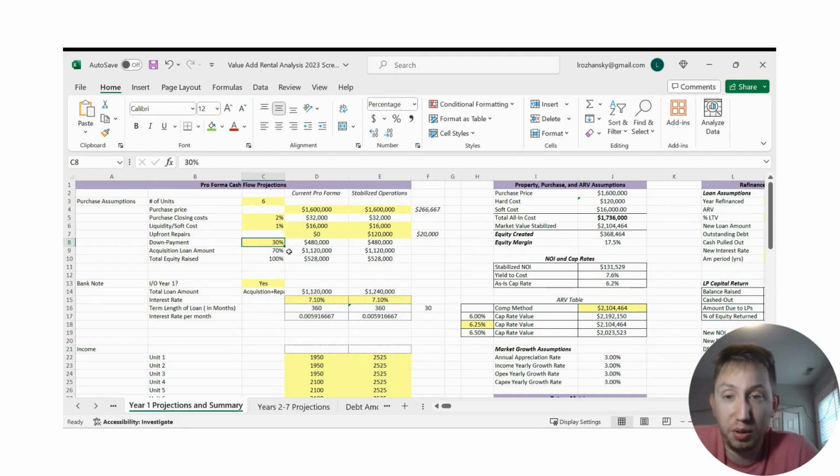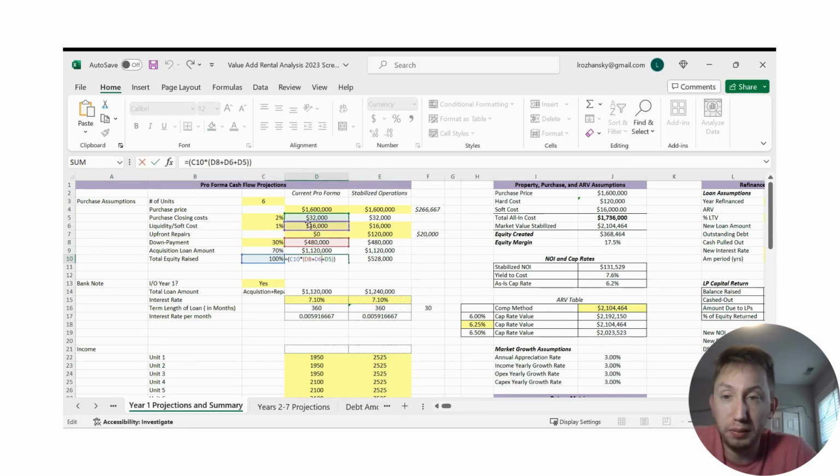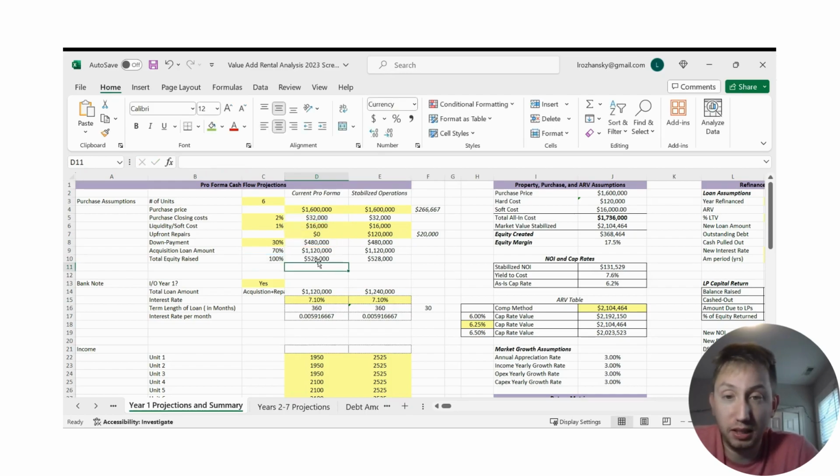So in this case, I did 30%. Acquisition loan amount will calculate itself. And then total equity raise, right? So total equity raise, if you look at the formula, is going to add up our closing cost, our liquidity soft cost, and our down payment, right? So that's basically all the equity we're going to raise for this deal.